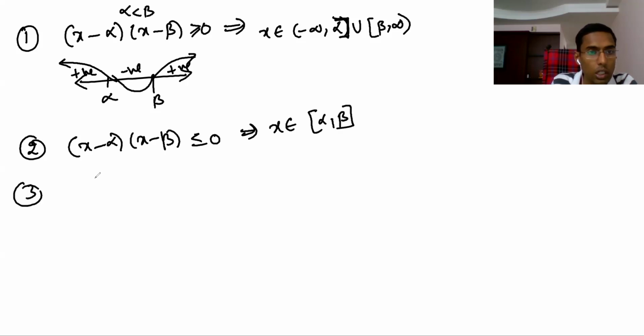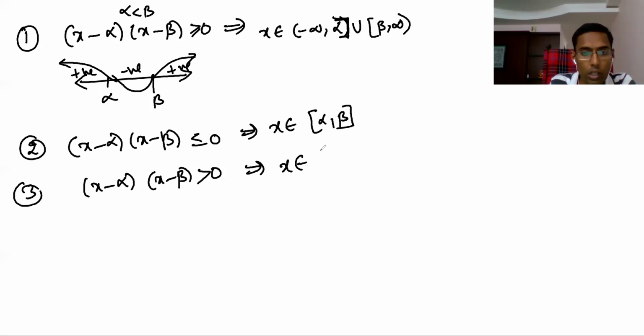Now 3: if (x - alpha)(x - beta) is greater than 0, what's the solution? Only greater than 0, equal to 0 I don't want. That means alpha and beta should be excluded: minus infinity to alpha union beta to infinity.